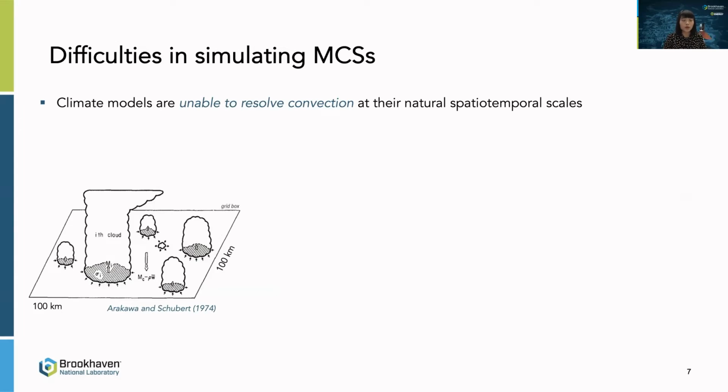Despite their importance in weather and climate, representing MCSs in these models is very challenging. One of the limitations with climate models is that they are unable to resolve convection at its natural spatial and temporal resolutions. As you can see in this cartoon, oftentimes convection has to be parameterized in these models as individual convective towers. Getting these individual towers to be organized in these models is a very difficult task.